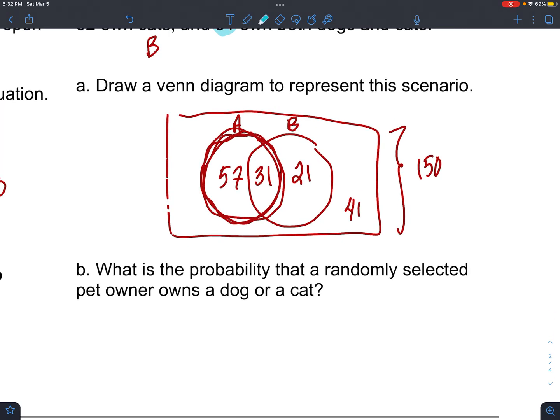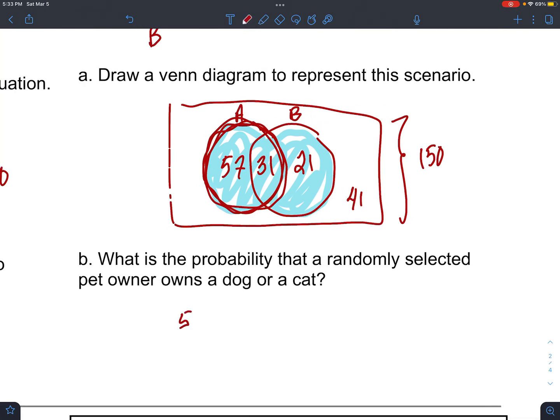What's the probability that a randomly selected pet owner owns a cat or a dog? That would be anyone that's in this shape, right? Having a dog qualifies you, having a cat qualifies you, but even if you have both, you still qualify for cat or dog, right? It's still a yes. You know, you ask someone, hey, do you have a cat or a dog? Yeah, I do. I have both. It's fair. We tally that. That counts.